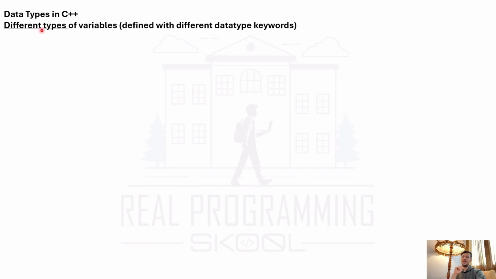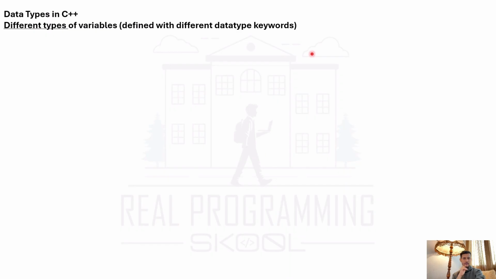All right, data types in C++. Different types of variables are defined with different data type keywords. To know the variables and the kinds of variables and the difference between them very well, you should know the data type first. For example, if I want to declare a variable to store or hold data of kind integer, just numbers, I will use the integer data type. If I want my variable to store strings, I will use the string data type.